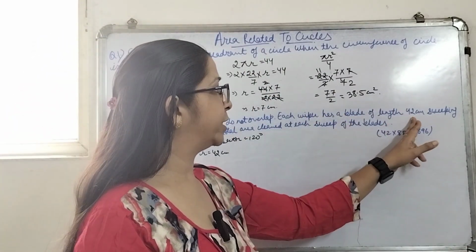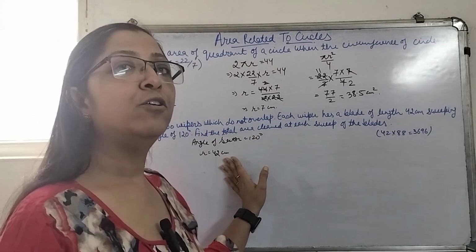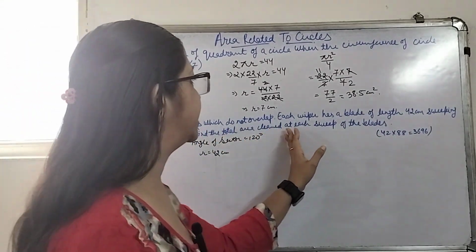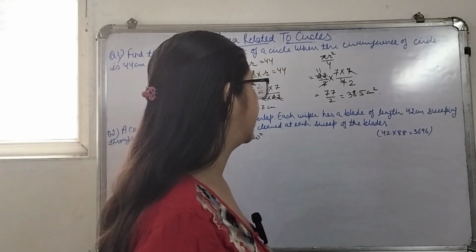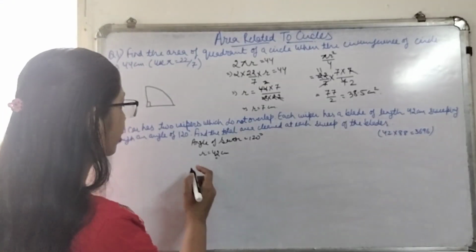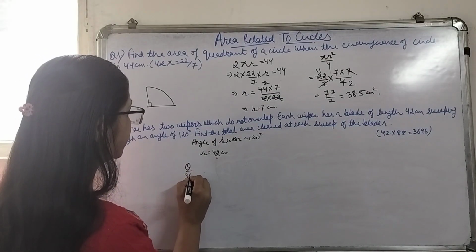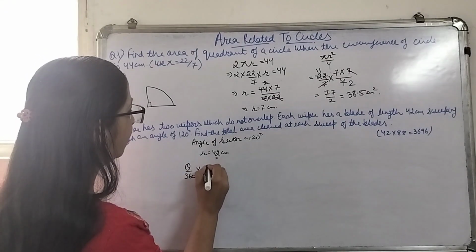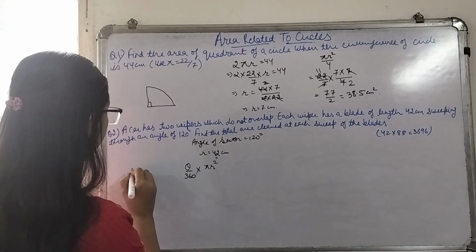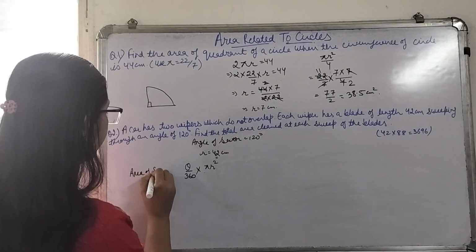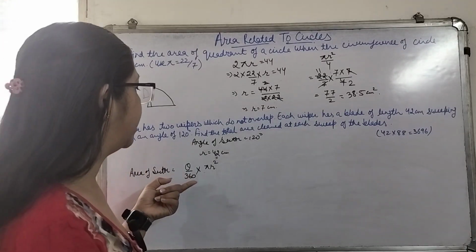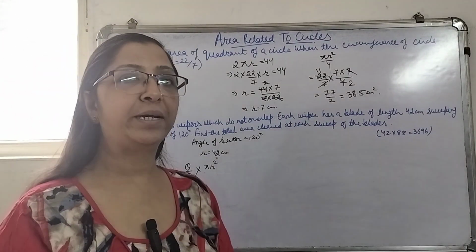That means length is 42, which simply means your radius will be 42 centimeter. Find the total area cleaned at each sweep of the blade. Now we know that the area covered in each sweep will be given by theta by 360 multiplied by pi r square. This is the area of the sector, the formula for finding the area of a sector. In the previous video, we had already learnt that the area of a sector is given by theta over 360 multiplied by pi r square.